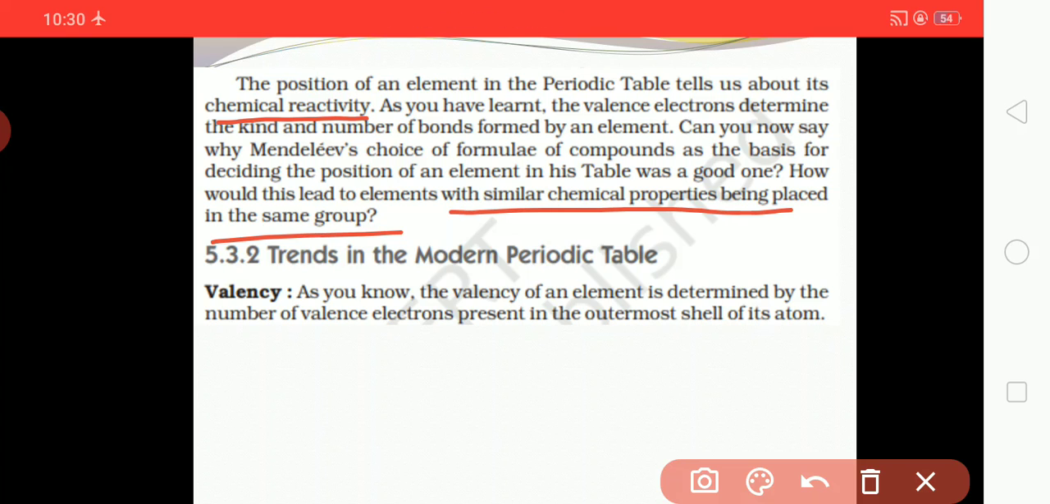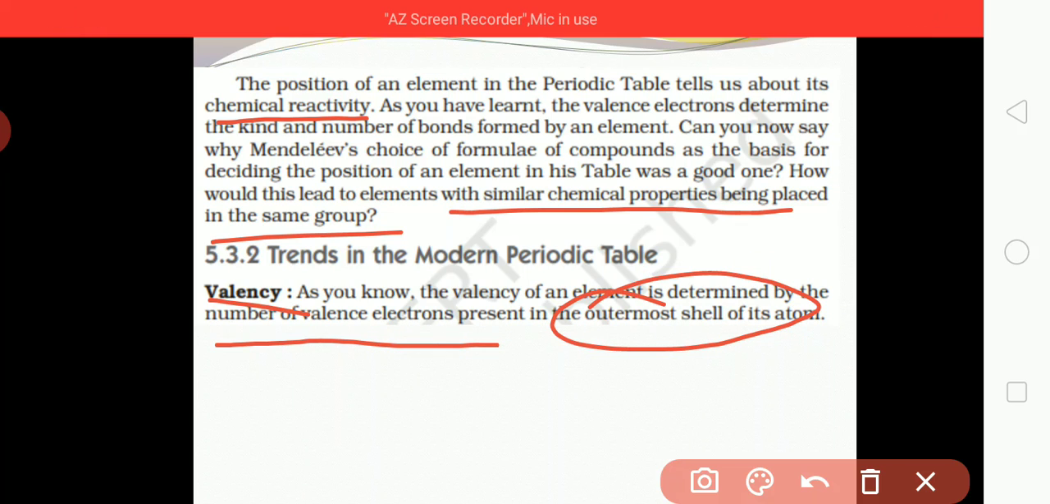Now, trends in the modern periodic table. First is valency. As you know, the valency of an element is determined by the number of valence electrons present in the outermost shell of its atom. The number of valence electrons present in the outermost shell of an atom is said to be the valency of that element.